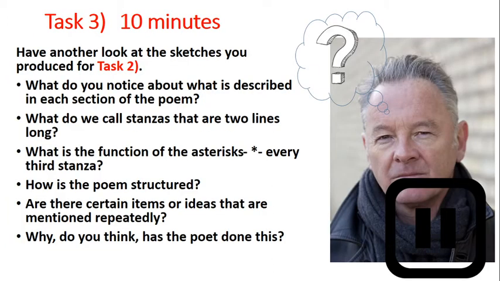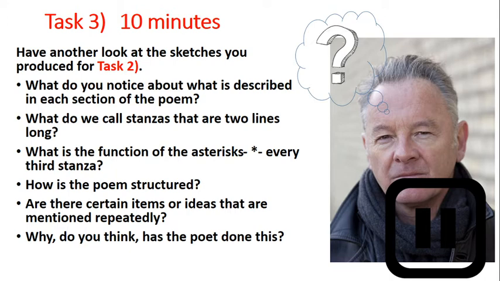Now the third task is going to lead us into the analysis part. I want you to have a look at the sketches you've just done, and have a think about what is described in each section of the poem. A term that might be quite helpful for thinking about the structure of the poem here is the term that we use to describe two-line stanzas. What do we call that again? You might want to think about the asterisks, those little stars that occur after every third stanza, and all those thoughts should help you think about how the poem is structured.